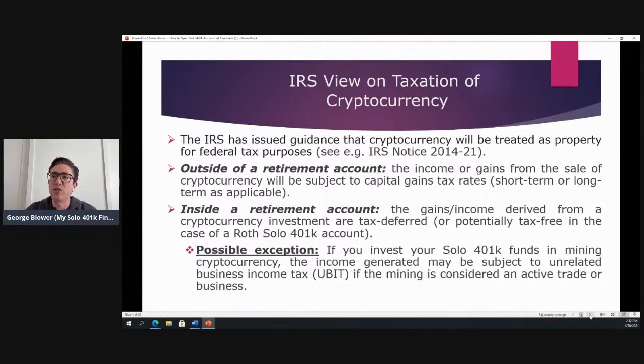Inside of a retirement account, just like any gains generally inside of a retirement account, those are tax deferred. So it's not going to be any different just because the asset is cryptocurrency. And you even have the potential for tax-free growth if you're investing inside of a Roth solo 401k. Now, one possible exception would be if you're investing in mining cryptocurrency, as this may be considered an active trade or business and therefore may subject the solo 401k to having to pay unrelated business income tax.